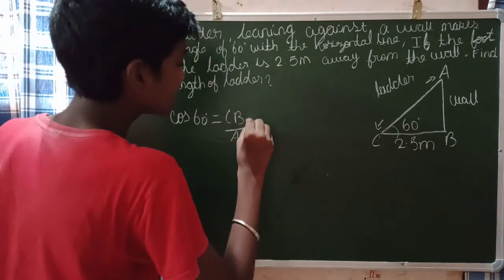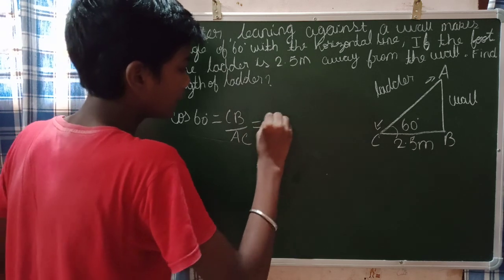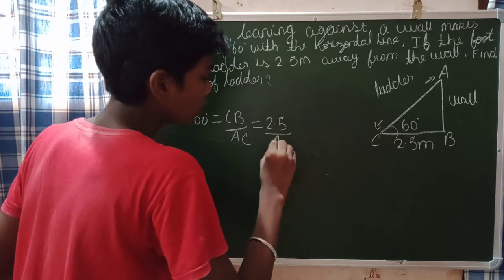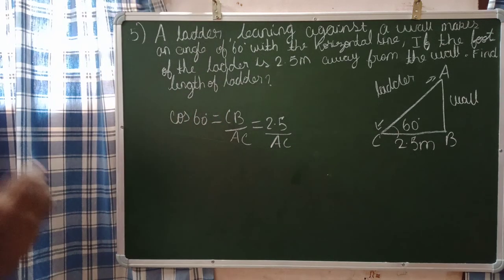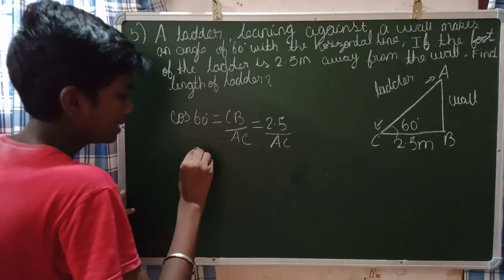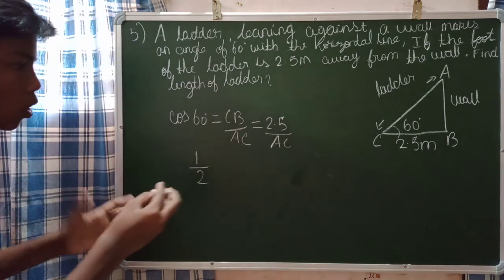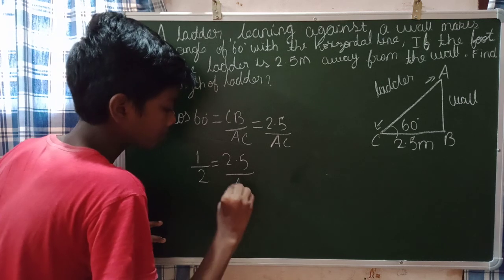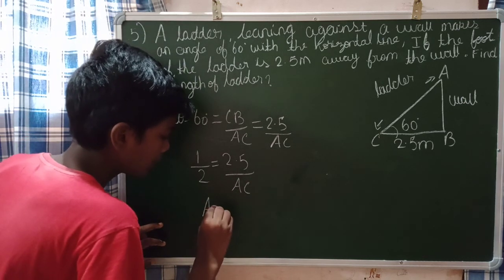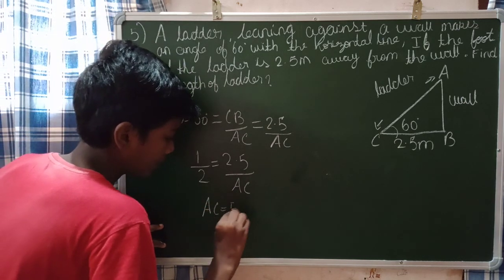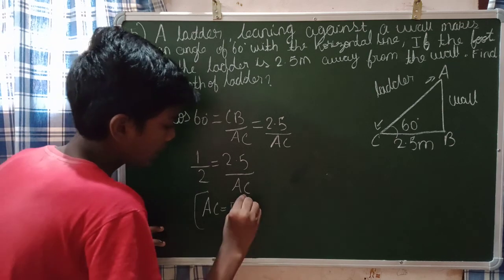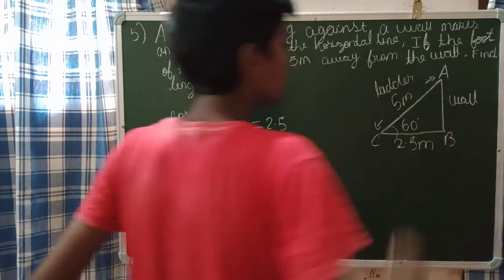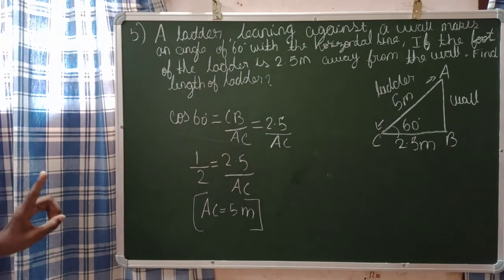So CB by AC is nothing but, what is the value of CB? 2.5. And AC we don't know, and that's what we are supposed to find now. What is the value of cos of 60 degrees? That is 1 by 2. These things you should know already. So 1 by 2 is equal to 2.5 divided by AC. So your AC will be nothing but 5 meters. That means the length of the ladder is 5 meters. So I found the value of the length of the ladder, that is 5 meters.